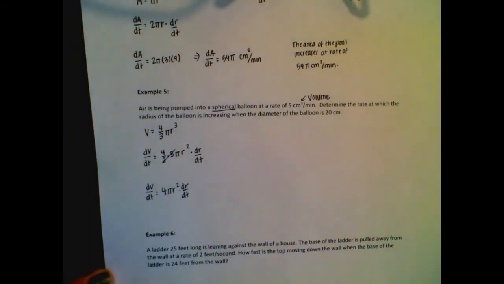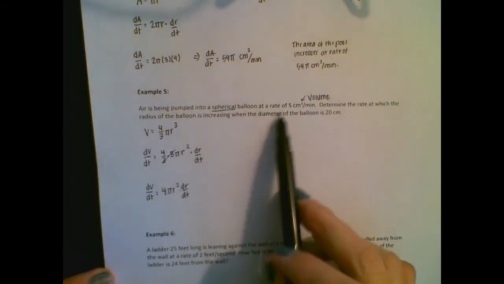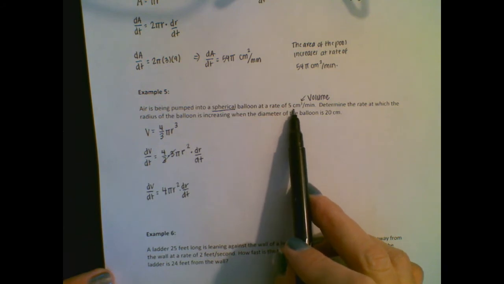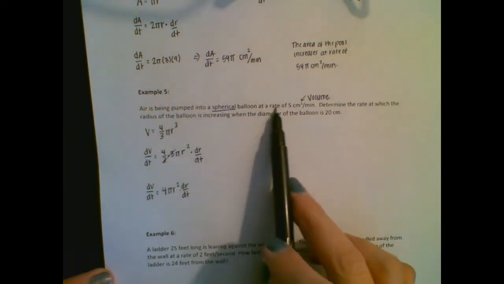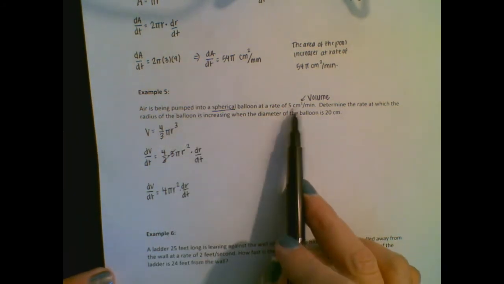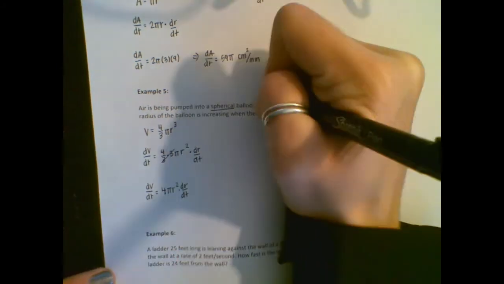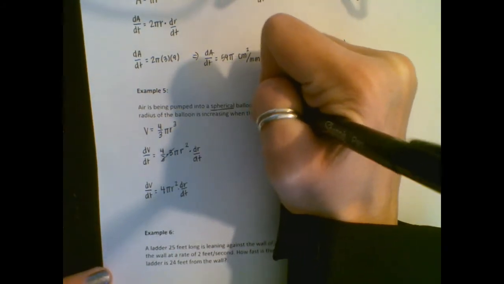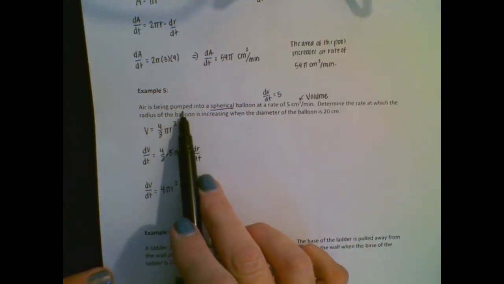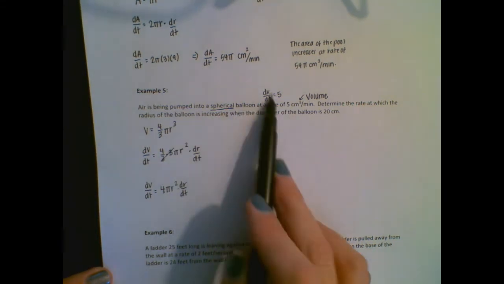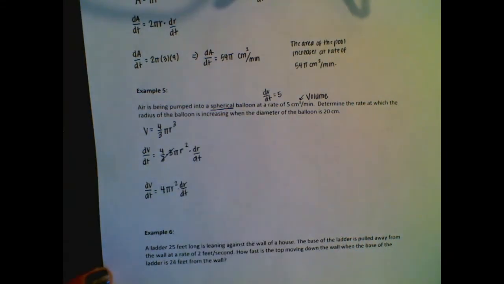And then I'm going to go back and read through what I have. So I have the rate of change of volume. It's telling me that the air is being pumped at a rate of 5 centimeters cubed per minute. So this is telling me that dV/dt is 5. And since air is being pumped into it, the balloon's volume is increasing, so this is going to be a positive 5 here.